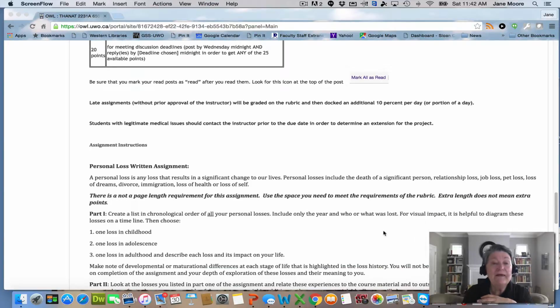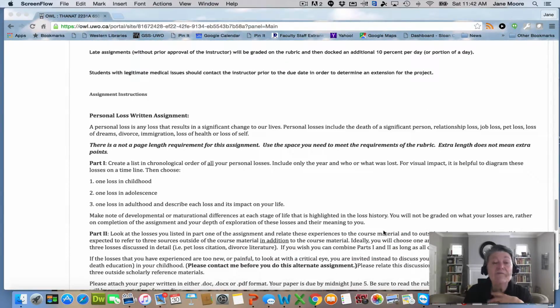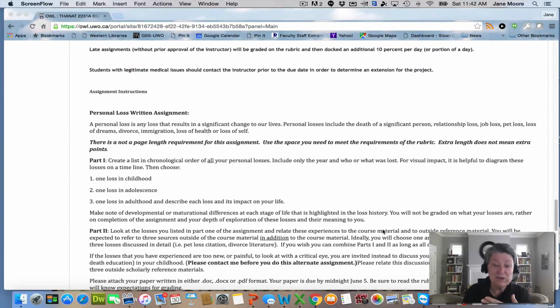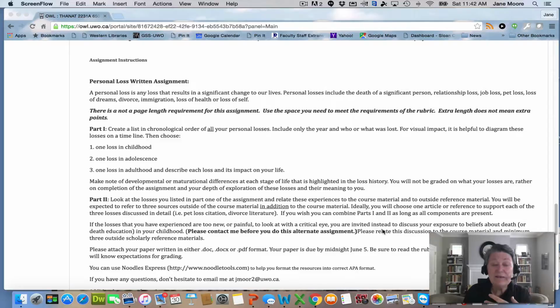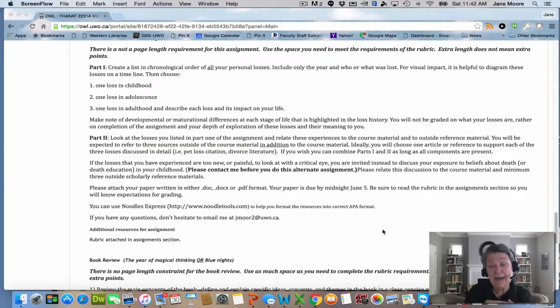Below you'll find the assignment instructions for the personal loss assignment. For all the assignments in my course, there is not a page length requirement. You need to use the space you need to meet the requirements of the rubric. Just because it's long doesn't mean it's good or it gets more points. I'll leave this to you to read, but if you have any questions, don't hesitate to ask me individually or post in the Q&A board on the forums.